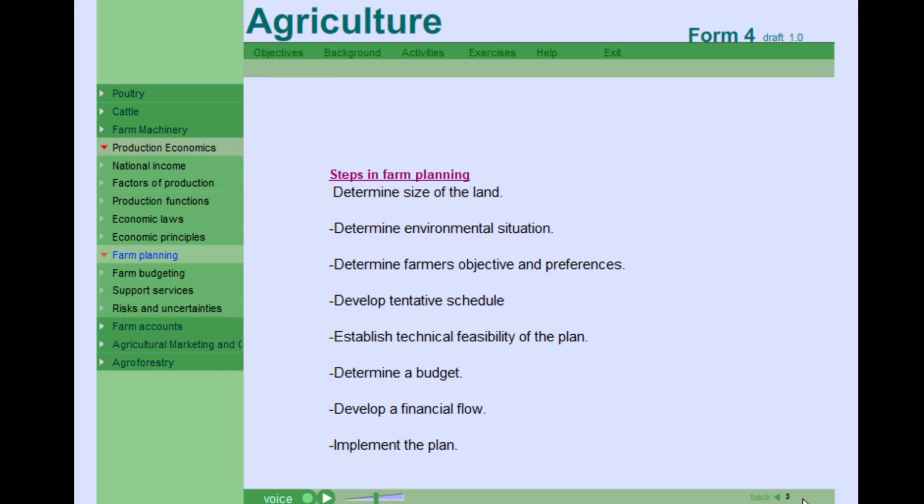Develop tentative schedule. Establish technical feasibility of the plan. Determine a budget. Develop a financial flow. Implement the plan. Carry out evaluation of the plan.